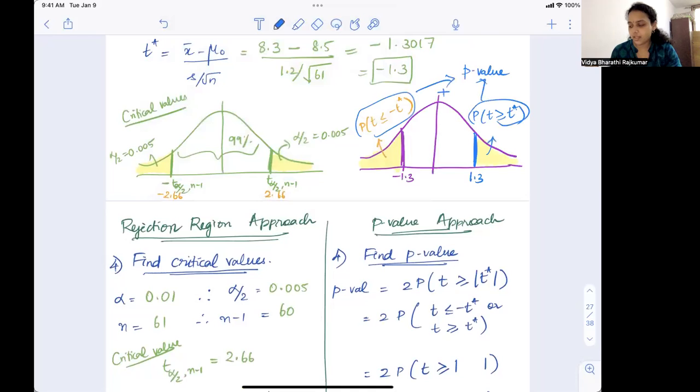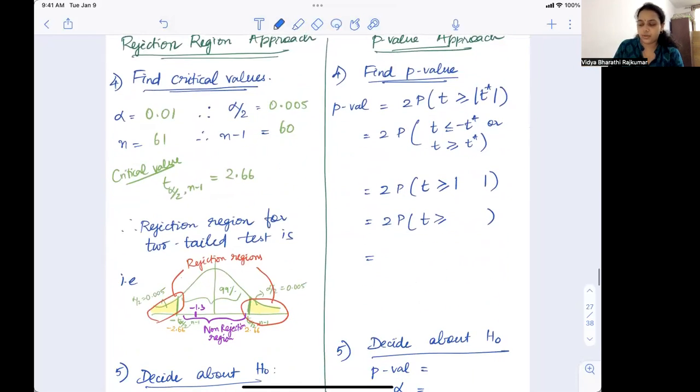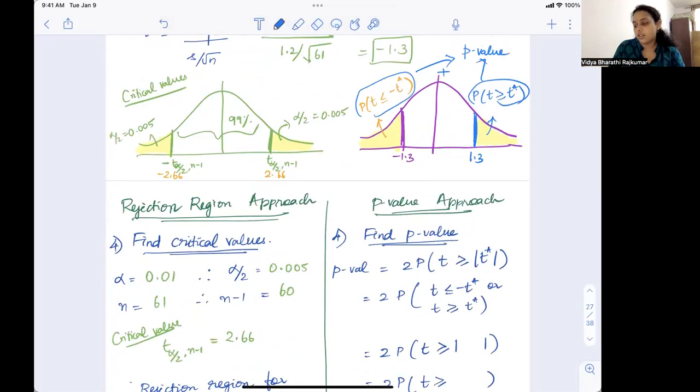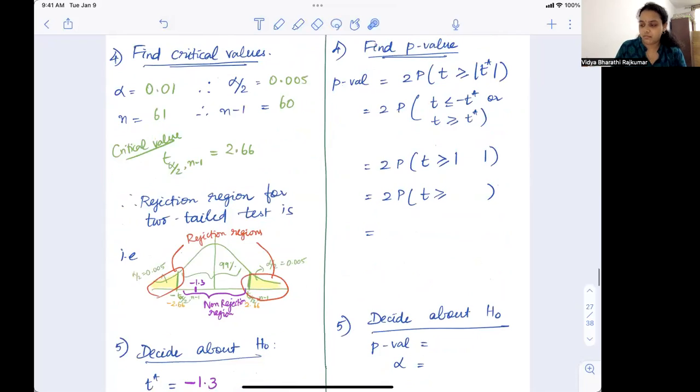And this plus this will be my p-value. Another way to do this, and that is exactly what I've written down here, is 2 times the probability of the region outside of the critical point. If I focus on just this region, this area is equal to this area. So as long as I compute any one of these areas and double that, it will give me the p-value. One way to write this is that the p-value is 2 times the probability of t greater than the absolute value of t star, which is nothing but minus 1.3, or we could just look at the probability of t being greater than 1.3.